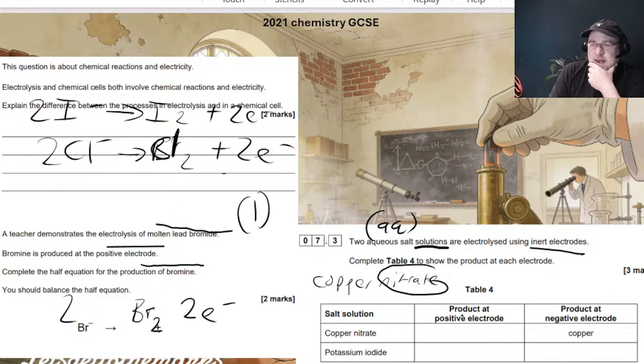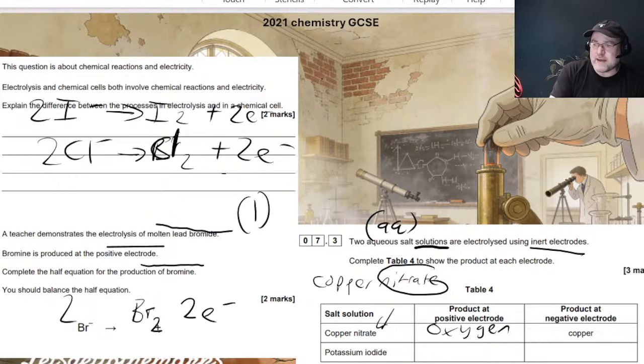Product at the positive electrode is always going to be a halogen if present. Is there a halogen there? There's no halogen, so the answer is oxygen. Whenever there's no group 7, it will be oxygen.